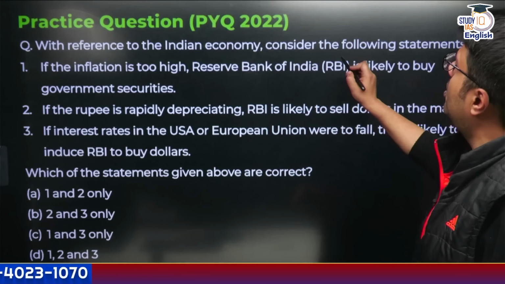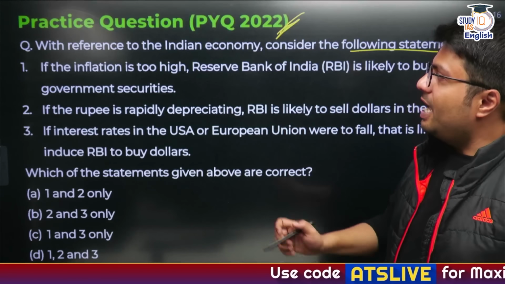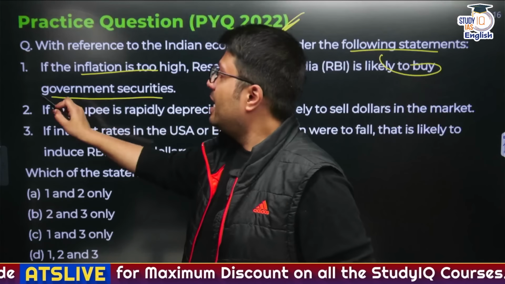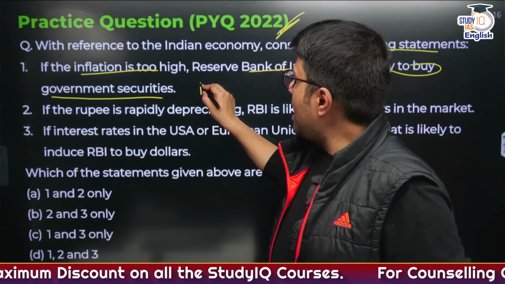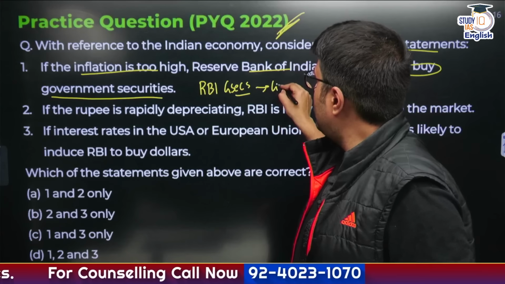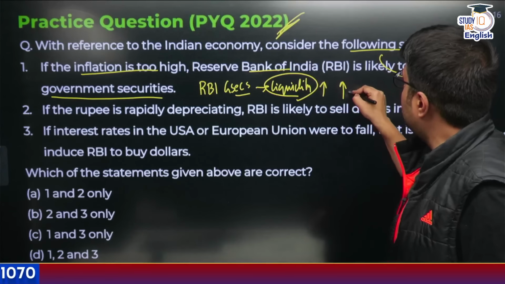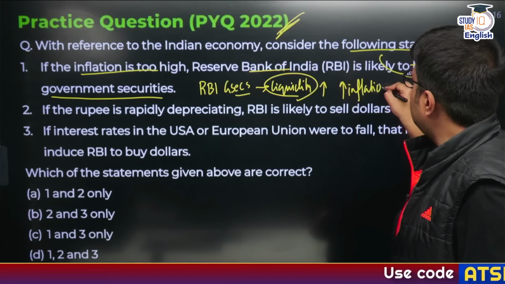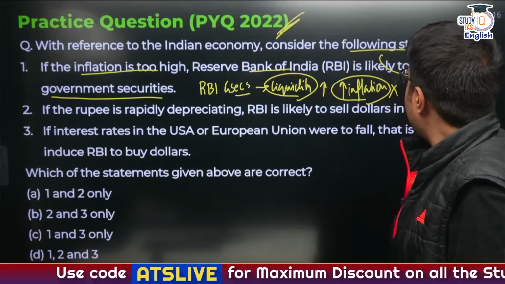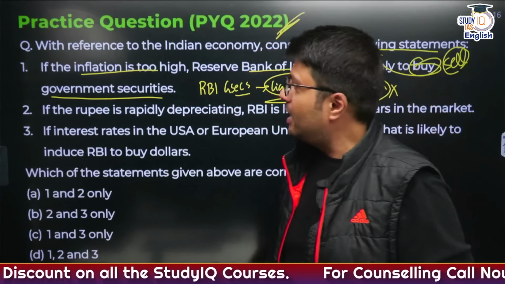With reference to Indian economy, consider the following statements, and please remember this question appeared not so long ago in 2022. If inflation is too high, Reserve Bank of India is likely to buy government securities. Now whenever the RBI buys government securities, it inserts an equivalent amount of liquidity in the Indian economy, and this increased amount of liquidity would further lead to increase in prices, that is inflation. So this is not what happens in cases of high inflation. In cases of high inflation, RBI is likely to sell government securities to absorb excess liquidity. So first statement is incorrect.